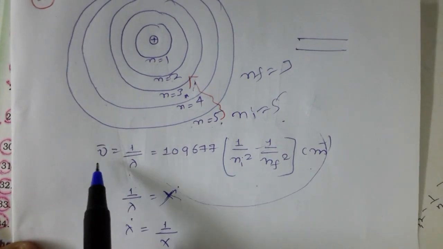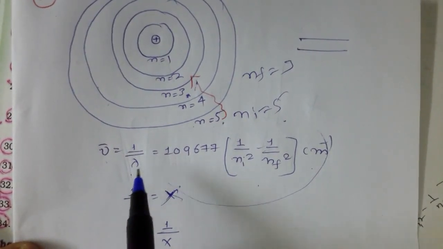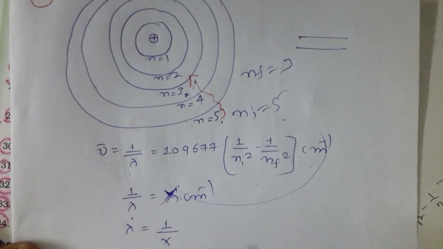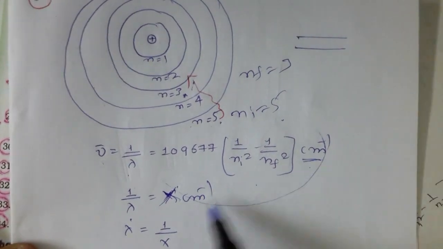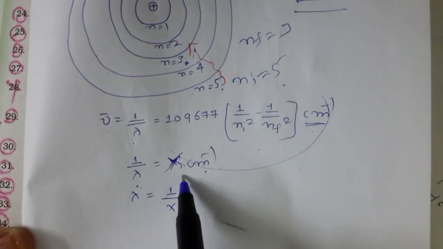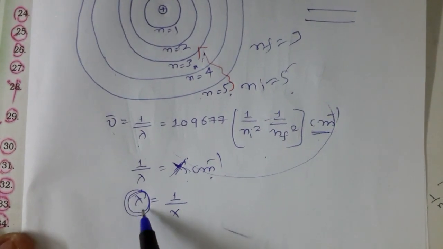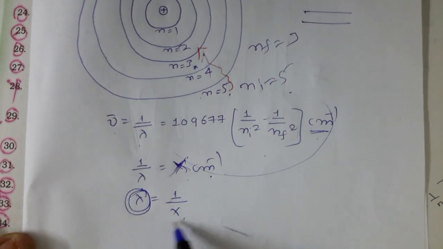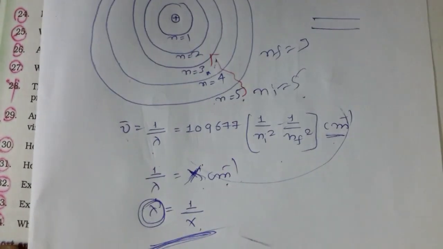They are not asking about the wave number, they are asking for lambda. What is our question? They are asking for the wavelength. So 1 by lambda you get as some x in centimeter inverse. You can take centimeters or meters, and I took the formula in centimeter inverse. So 1 by lambda is equal to x per centimeter. But they are asking for lambda, not 1 by lambda. So if you take the inverse, lambda equals 1 by x, and you get the lambda for this question.